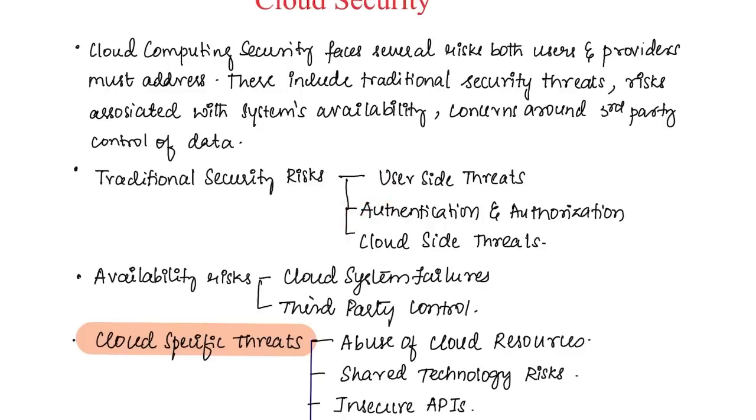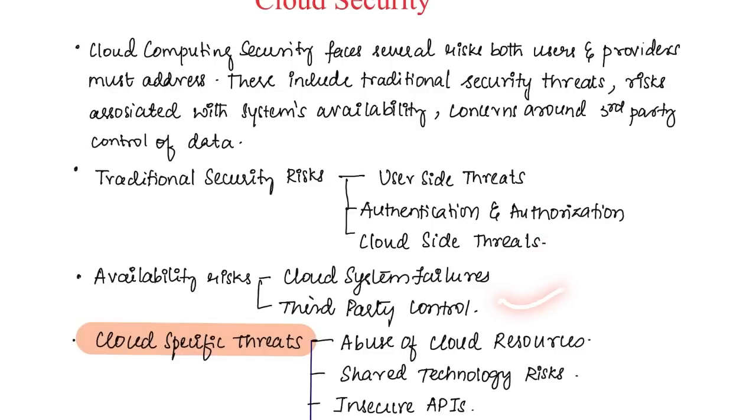What are the availability risks? The first one is cloud system failures. Here the cloud services can face downtimes sometimes, because there may be no electricity or the system may have gone through a failure. Data lock-in can also affect business continuity if a provider fails. So again, cloud system failures are availability risks.